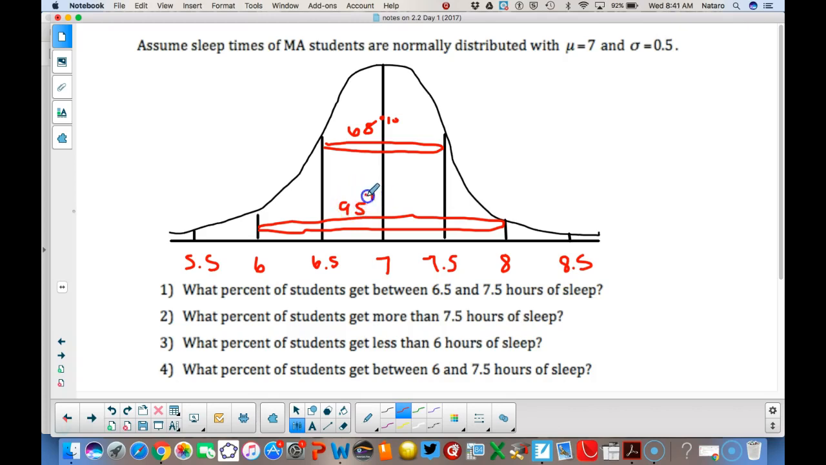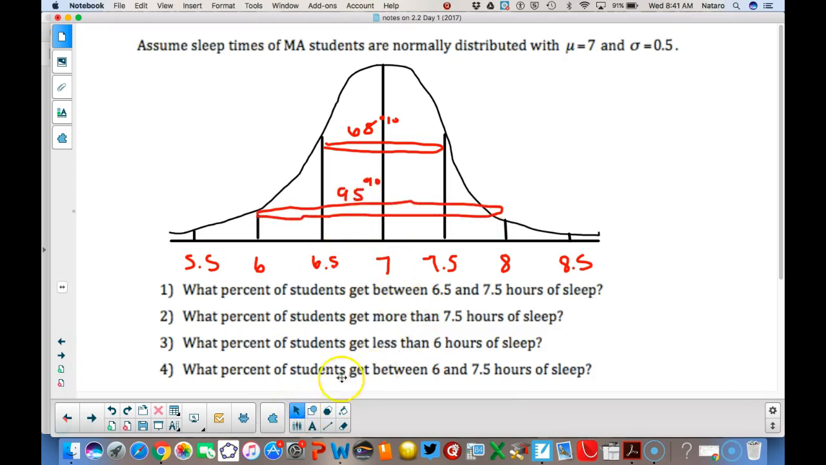And then almost all, or 99.7%, would be within 3 standard deviations. Let me move this up just a little bit so we can have room for me to draw the last little loop here. So from 5.5 all the way up to 8.5 hours, this would represent 99.7% of the distribution.